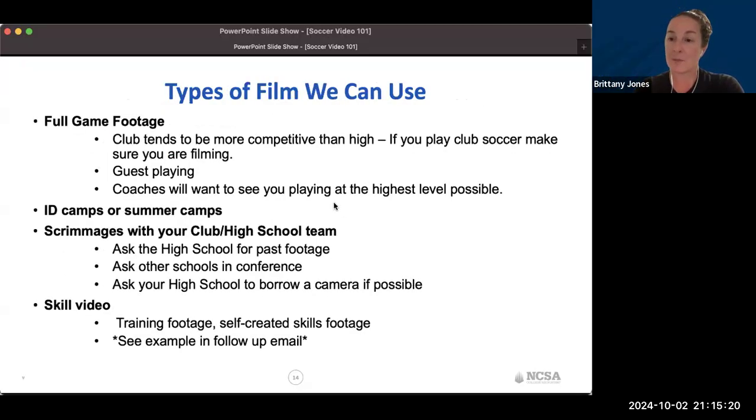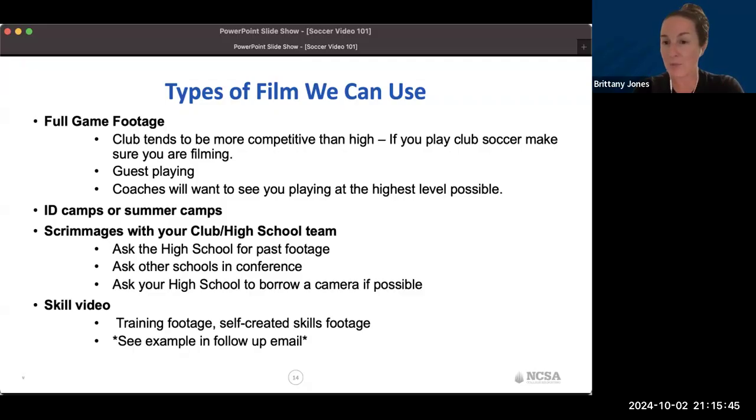Okay, types of film we can use. Full games, if you have them, we can generally use 2 to 3 full games per highlight video. Anything more than that is too much for our video team to go through. It can be you with your club team, it can be you with your high school team. The big thing is if you're going to give us full games, we want to get the most competitive games we can get because that's the easiest thing for coaches to evaluate.